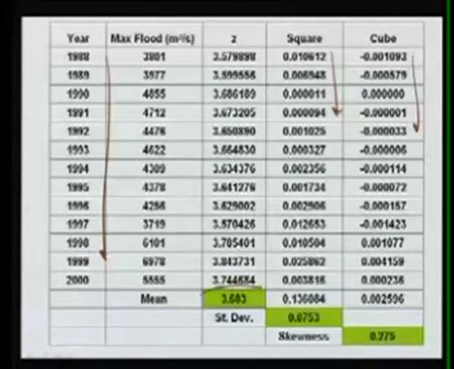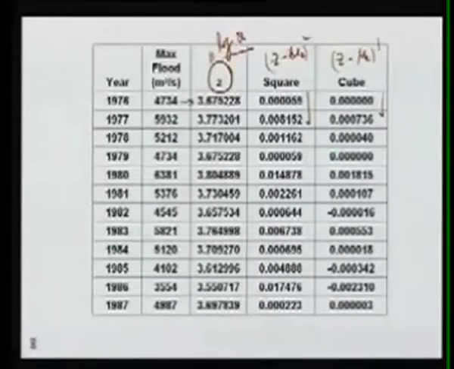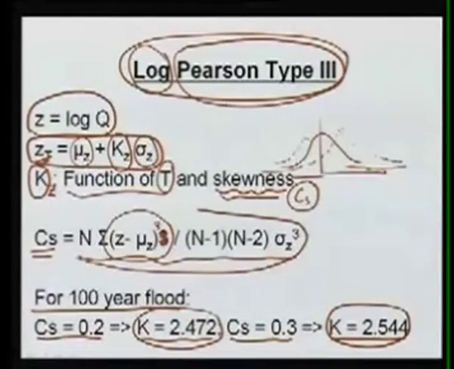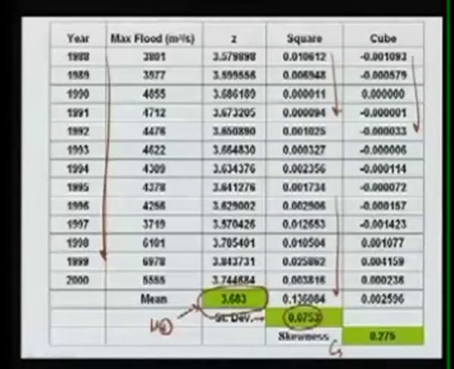Mean, of course, this is the mean of the log q, not q, so it comes out to be 3.683. The standard deviation, from the summation of these squares divided by n minus 1, square root, gives us 0.0753. Skewness cs is obtained from the equation shown here, where z minus mu z cubed is the sum of the column, and sigma z we have already obtained here. Using this sum and sigma z and mu z, we get a value of cs as 0.275.